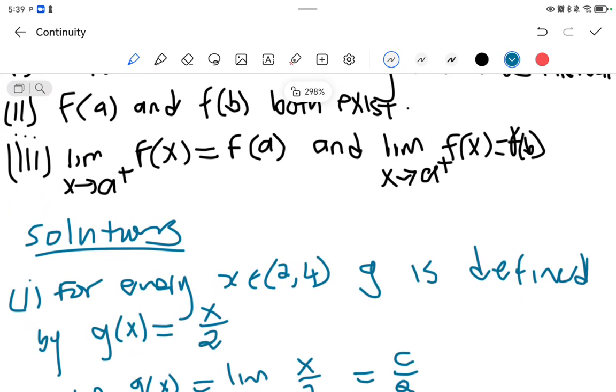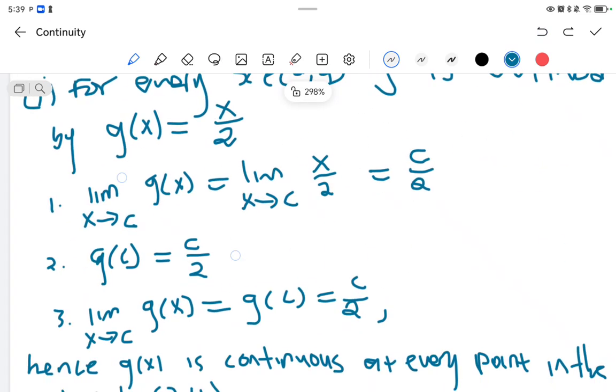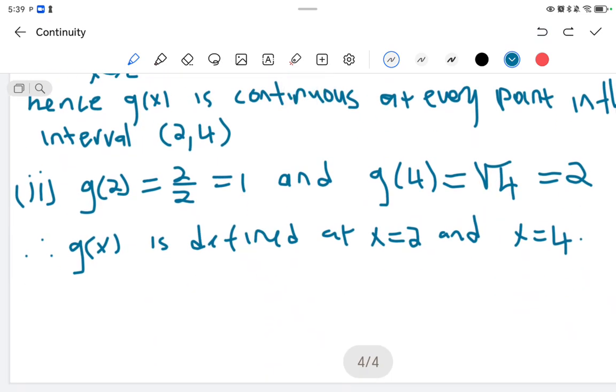Now we check the right hand limit. We also check the left hand limit. Then we equate them to our f of a and f of b. So let's check the right hand limit.